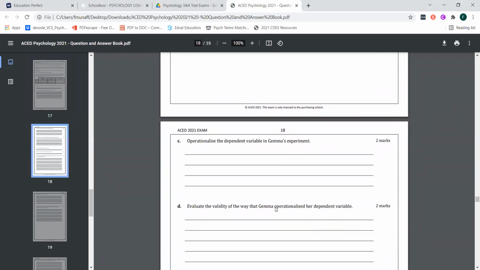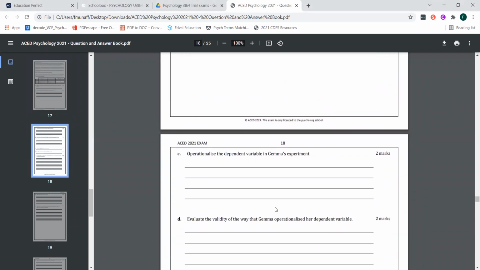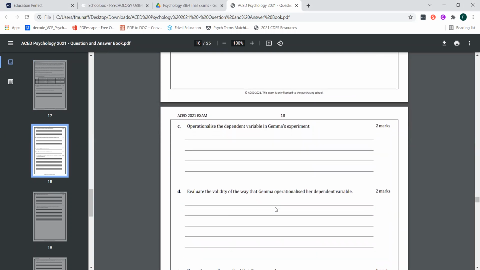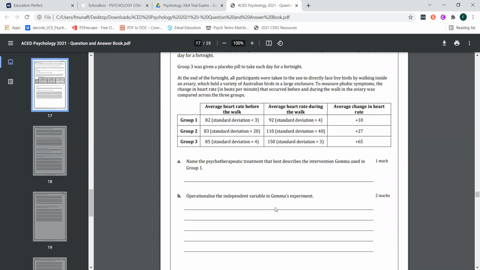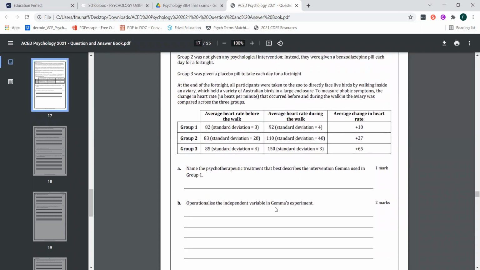Then operationalizing the DV should be basically looking at the symptoms that the person is experiencing with reference to phobia, so kind of their fear level. So we can operationalize their symptoms by looking at, how did they measure that? To measure the phobic symptoms, the change in heart rate in beats per minute that occurred before and during the walk. So basically they're looking at the change in heart rate. So that's how we're measuring, because we know that obviously when we're more scared, our heart rate goes up a lot more. So that's how they're showing that.